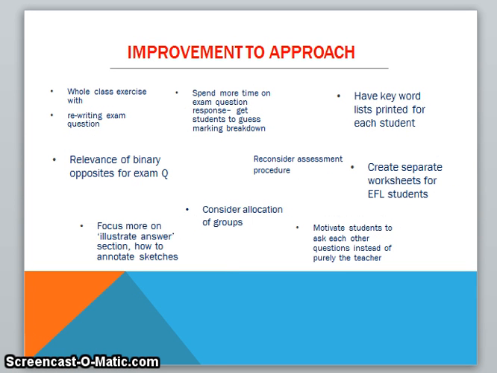If the scheme was to be run again, I would ensure that the binary opposites exercise was followed with how to implement analysis into an exam question through a written task and an annotated illustration task. More emphasis was needed on considering the main elements to describing artwork, such as colour, composition, tone. More time should have been allocated on looking at the exam question before giving it to the students, to clarify language used and marking breakdown.